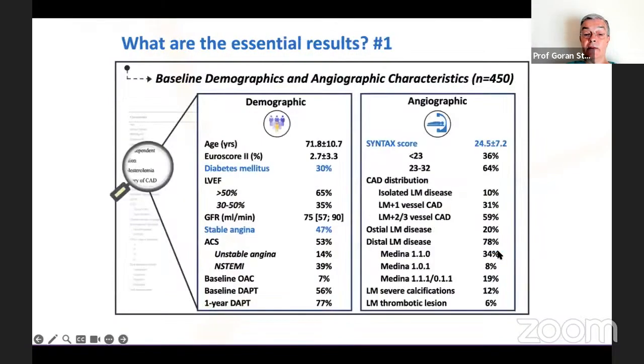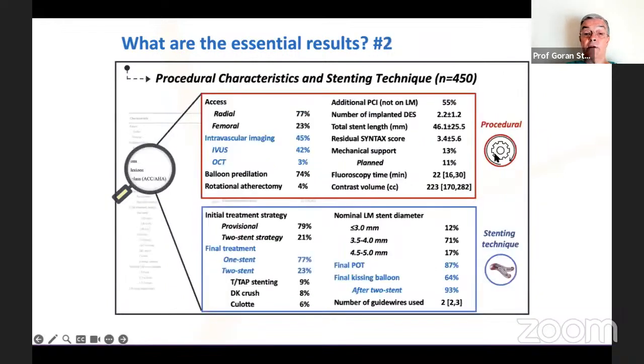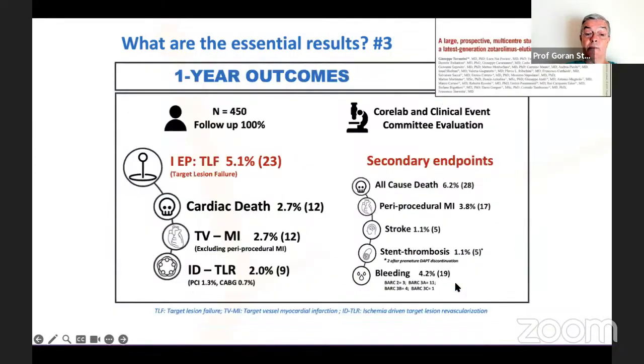and ischemia-driven TLR. One-third diabetes, 50% stable angina, SYNTAX score 24, IVUS and OCT were used in 45% of cases, and the replica of EBC MAIN, single stent strategy, 77%, two stents, one out of five, 23%. Final POT, 90%, final KISS, 64%.